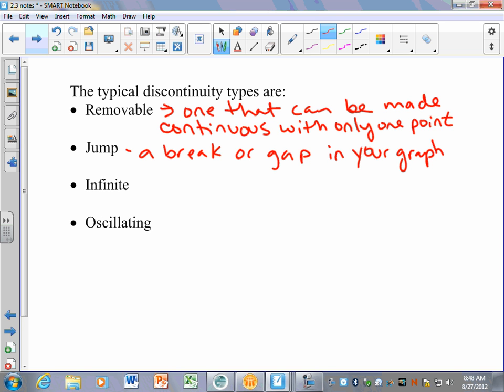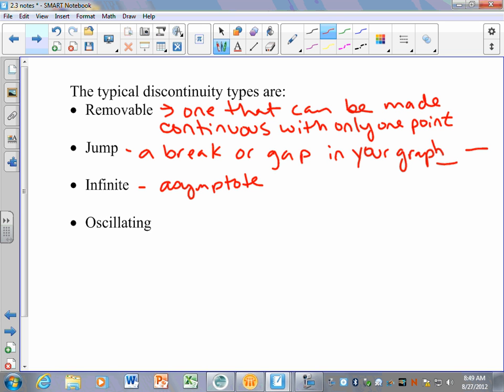Tangent would not be a jump, because tangent would be classified as an infinite discontinuity because it has that vertical asymptote. The graph doesn't just stop here and then jump to here. In a tangent one side keeps going up forever, and then it goes over to the other side. Does that make sense? If you have an asymptote, that is an infinite discontinuity. That's my definition: infinite is an asymptote. Vertical, just vertical.